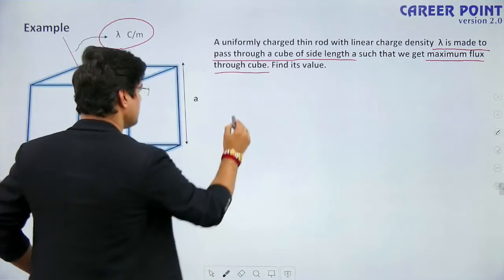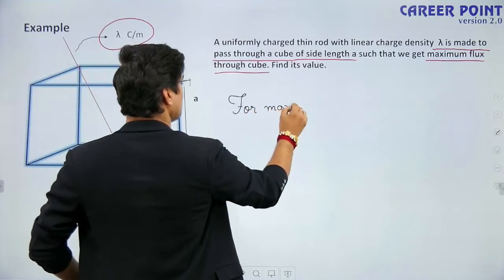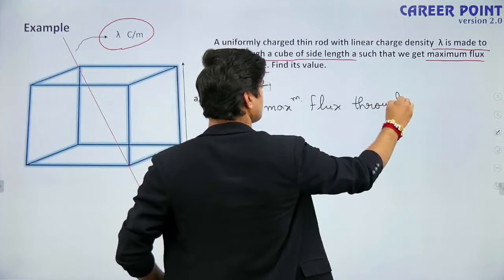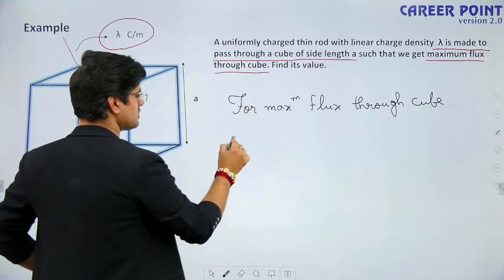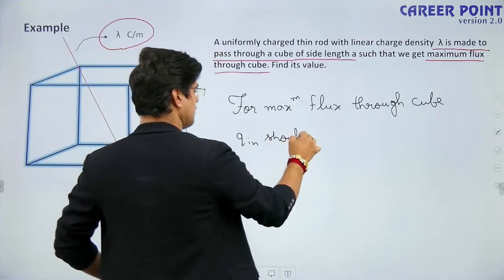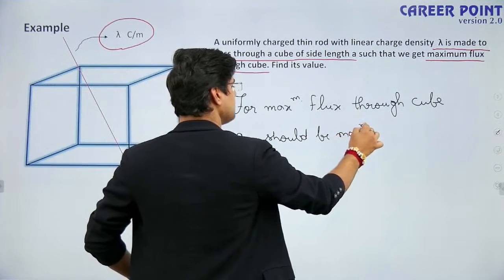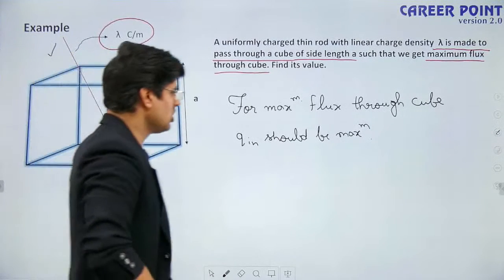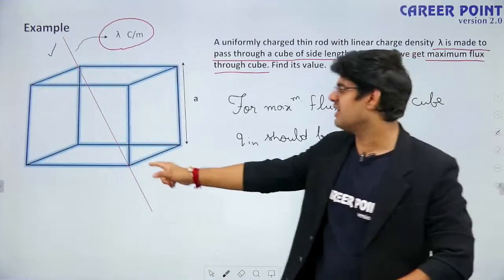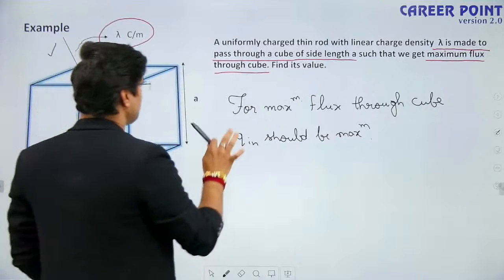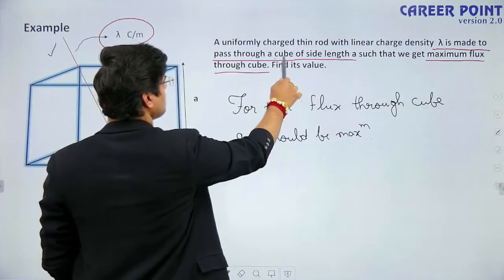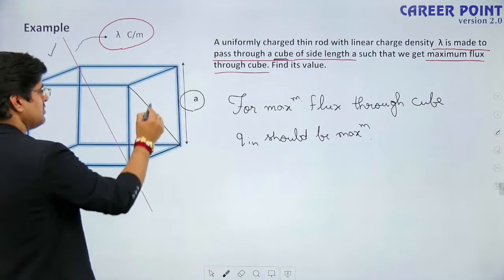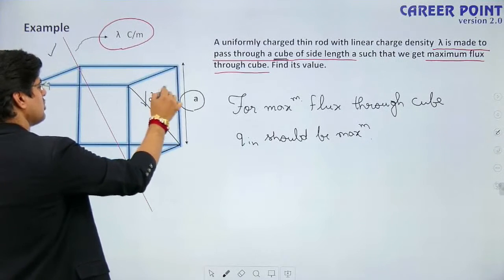This must be clear in our mind that for maximum flux through the cube, Q inside should be maximum, and that is possible only when the biggest length of this rod is present inside. Q inside will be maximum only and only when the biggest length of this rod is present inside. And what is the biggest length which can be there inside a cube? All the sides of a cube are equal to A. If I think about the face diagonal, this will become the square root of A square plus A square, so this is going to be root 2A.